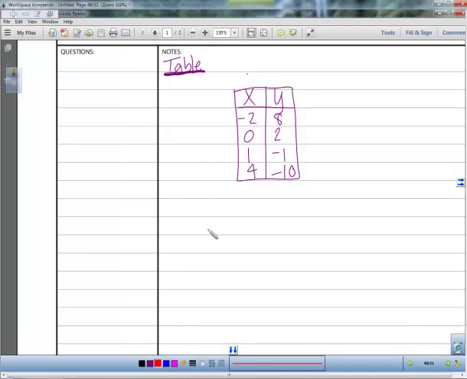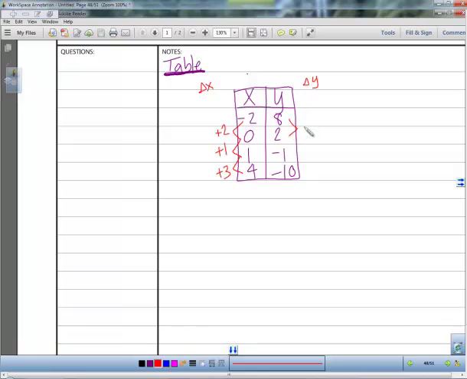The next way we're going to find slope is given a table. So we've been doing tables with patterns for the last couple weeks. So we're going to find the change in x and the change in y and then compare those ratios. So from -2 to 0, I add 2. From 0 to 1, I add 1. From 1 to 4, I add 3. It looks nonlinear, but let's check out my change in y.